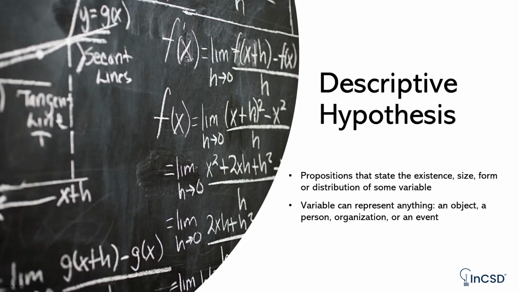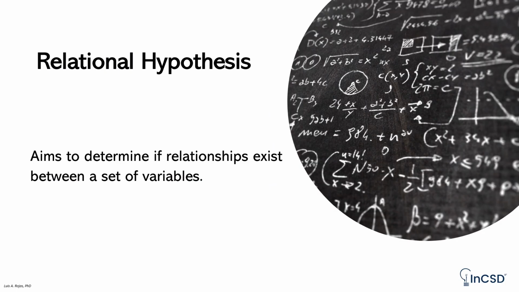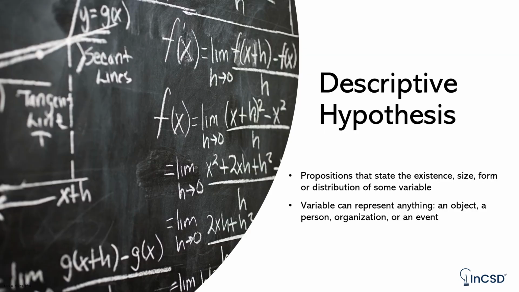Descriptive hypotheses are used to describe the existence, characteristics, size, distribution, or attribute of a particular variable, since they usually contain some characteristic value of that which you want to observe or evaluate. They are especially useful when you want to learn more about the object of investigation. The variable of interest can represent anything: an object, a person. It could be an organization or even an event.